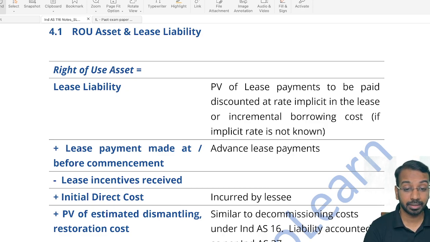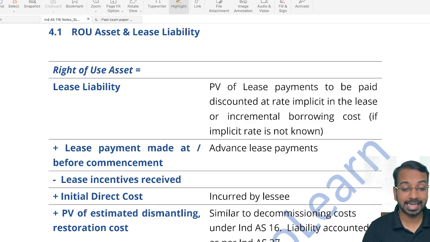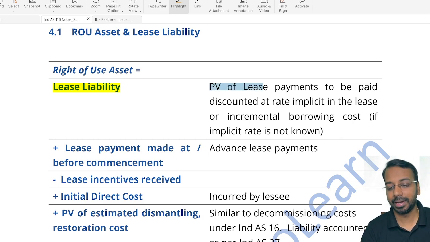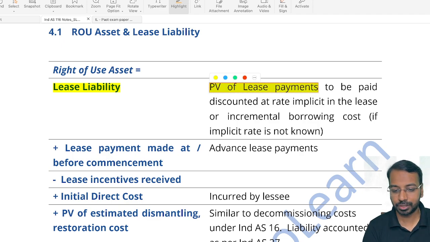Now, the first thing you have is lease liability. So right of use asset is equal to lease liability plus or minus something. First you have to calculate lease liability. So what is this lease liability? Present value of lease payments. Another term got introduced here, lease payments. Present value of lease payments to be paid, discounted at the rate implicit in the lease or the incremental borrowing cost.